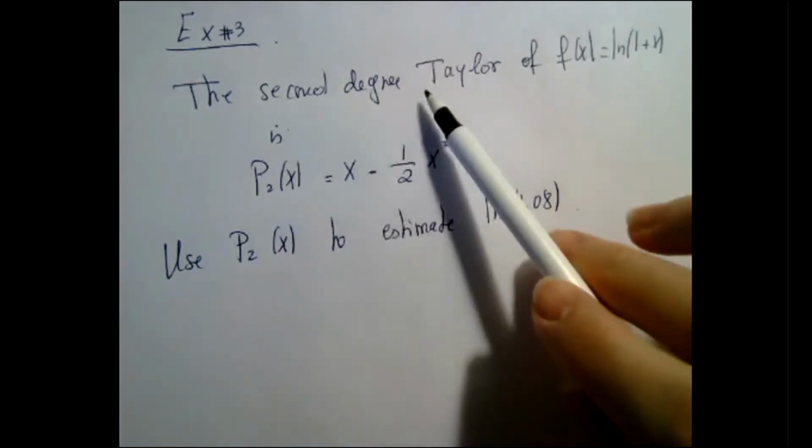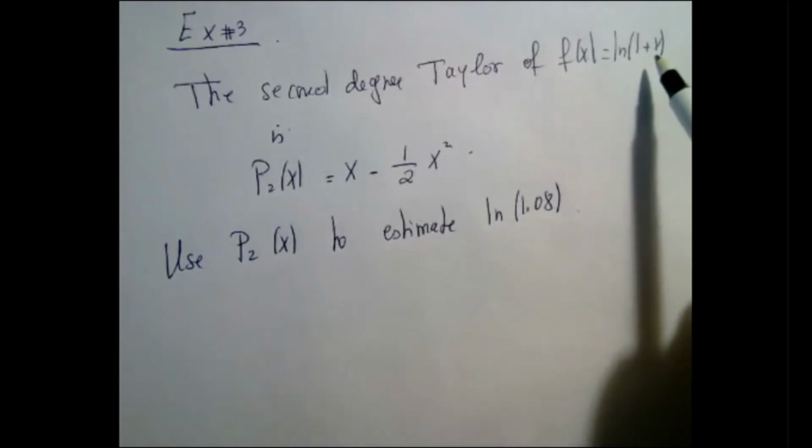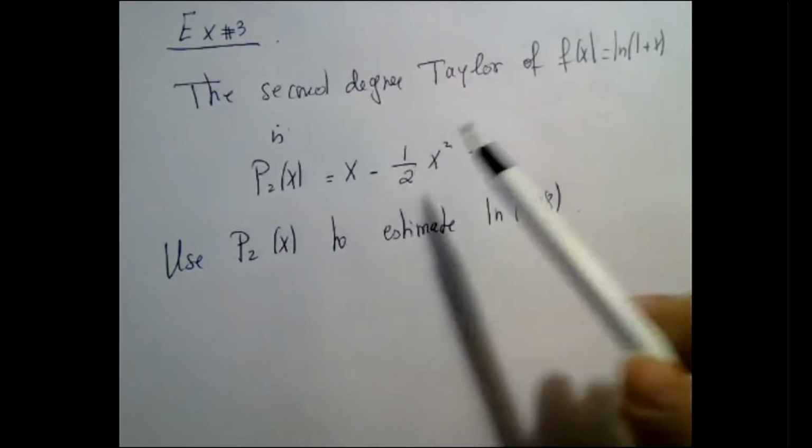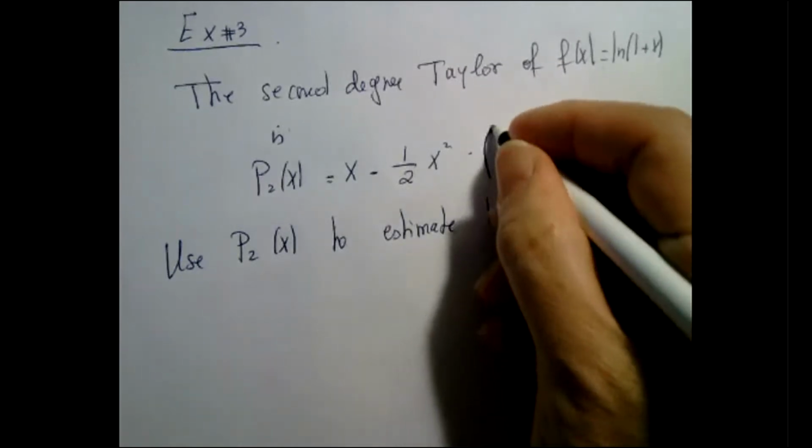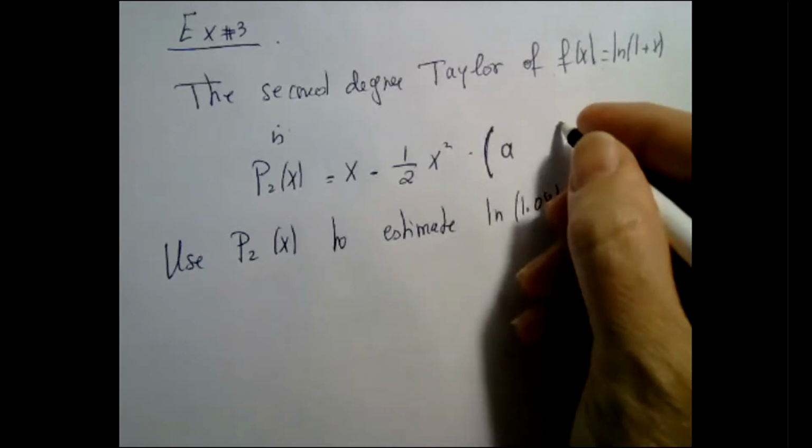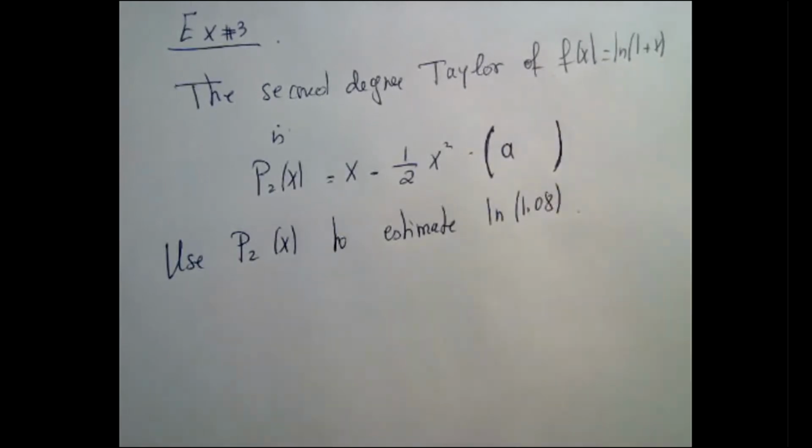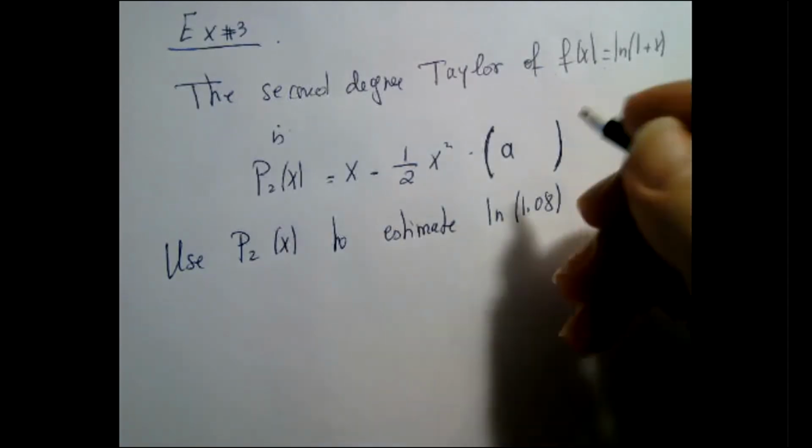Okay, so question number 1 to you. If they tell you the second degree Taylor polynomial of f(x) = ln(1 + x) is given by that, what do you think the a is in this scenario? It means what's going to be the center. It means near which value are they doing the approximation? No, the first answer, the second answer was correct.